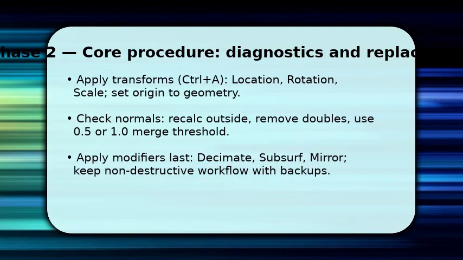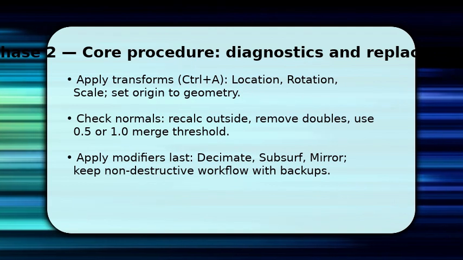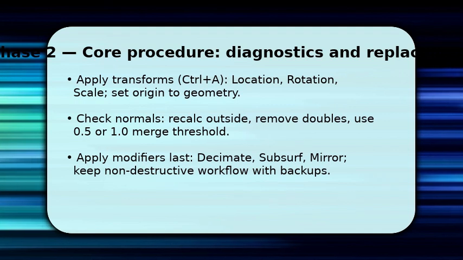You now handle geometry and topology to make the model usable. First, apply transforms so scale and rotation become real. This fixes physics and rig behavior. Once applied, inspect normals and recalc outside if shading looks wrong. Remove duplicate vertices with a small threshold like 0.0005 or 0.5 depending on units.